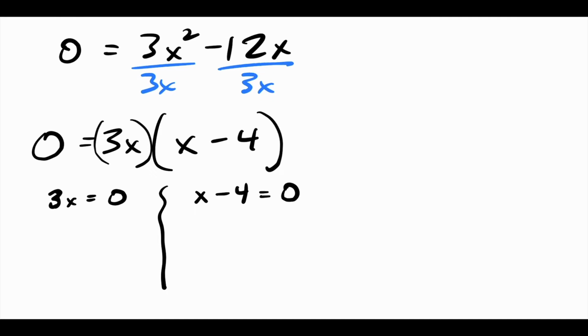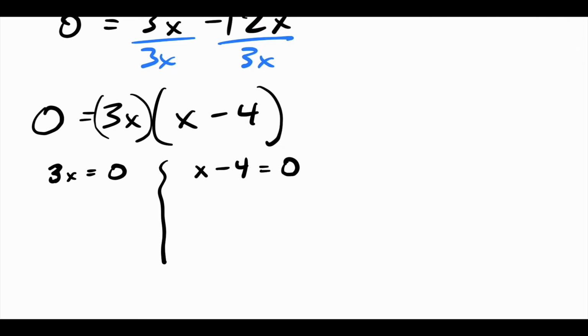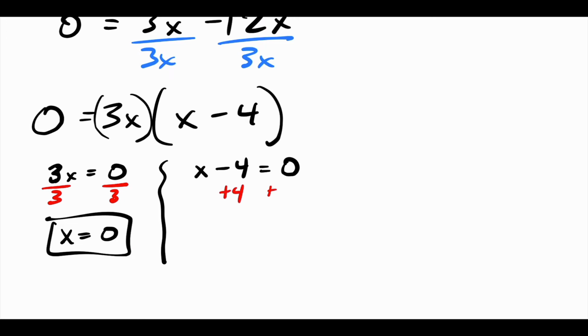Okay. Divide by 3. Divide by 3. I get 0 as one answer. Add 4. I get positive 4 as another answer.